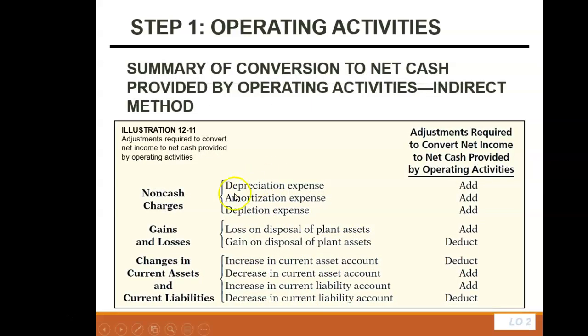Okay? So this is just a summary indicating whether an amount should be added or subtracted from the accrual-based net income to get to your cash-based net income. Now, if needed, write down these rules so you'll know whether an amount should be added or subtracted from your accrual-based net income to determine your cash-based net income.